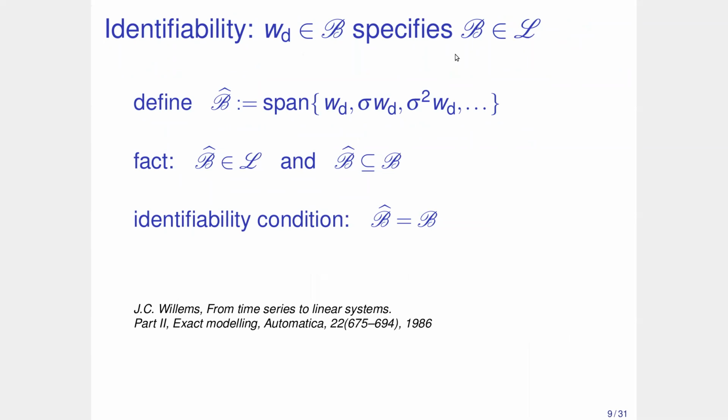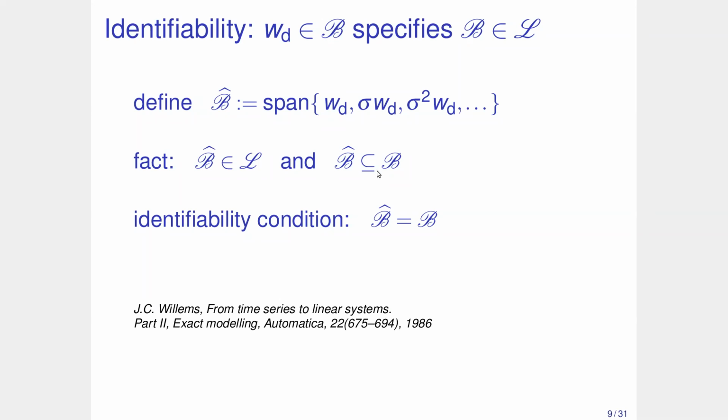Since we know that the system is linear time invariant, we can do a construction which is shown here. We take the span of the given trajectory as well as all its shifts. Assuming that the trajectory is infinite, this means that we have an infinite set of trajectories of the system, and we take linear combinations of these trajectories. This is what I'll call B hat, the identified system. And by construction, this system is linear time invariant.